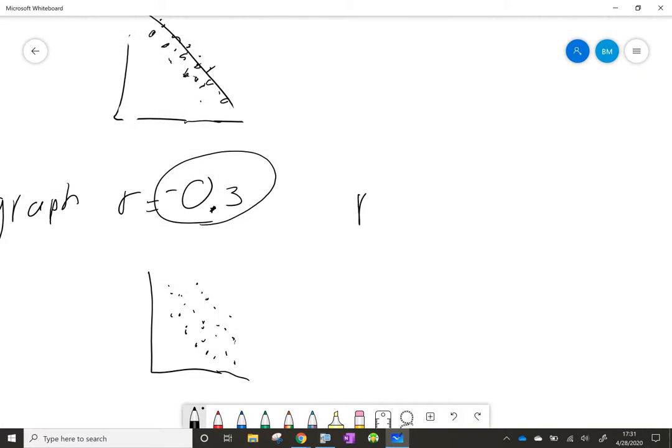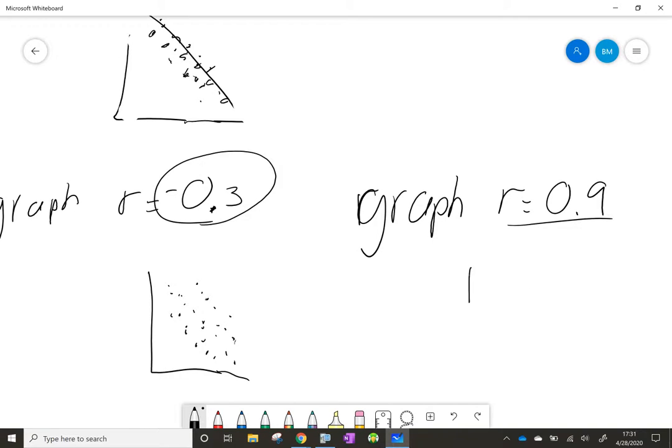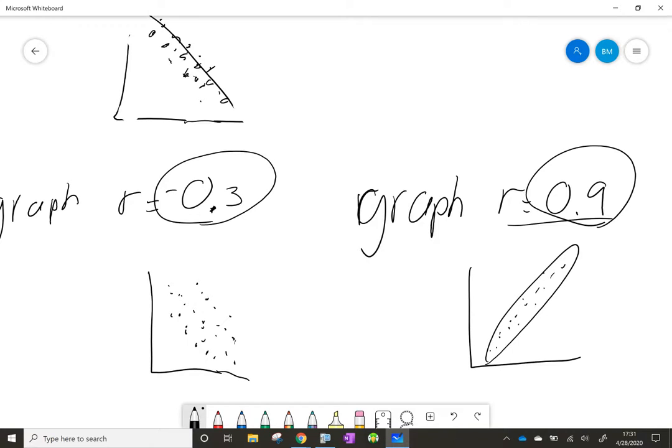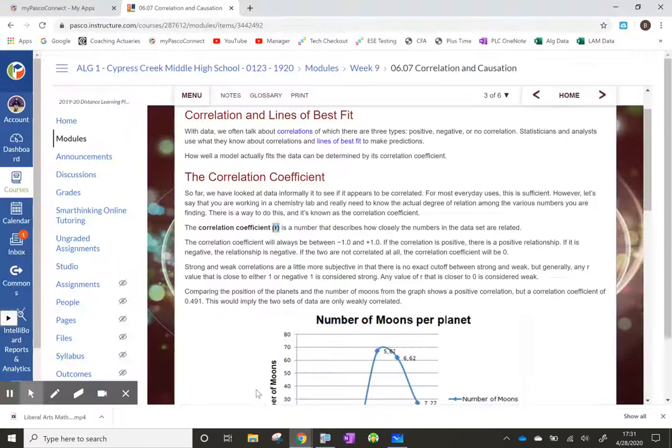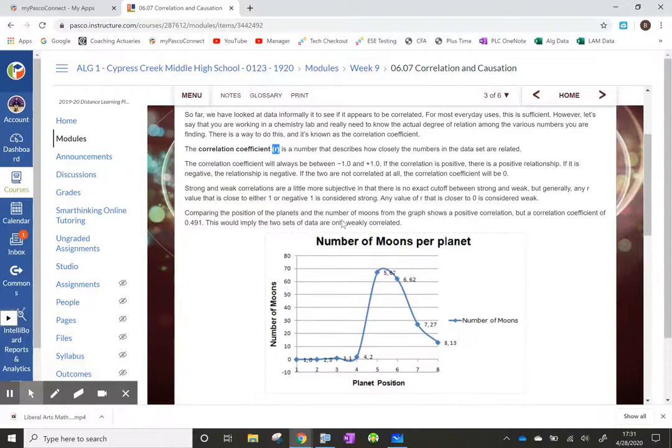If I said make a graph where the R value was 0.9, I would notice, hey, it's positive, so my graph should have a positive trend, should be going upwards. 0.9 is very close to 1, so I would think that the data points would not be very spread out. It'd be almost a perfect line, but not quite a perfect line. So that's how the correlation coefficient works. That's pretty much what all of this stuff here says.